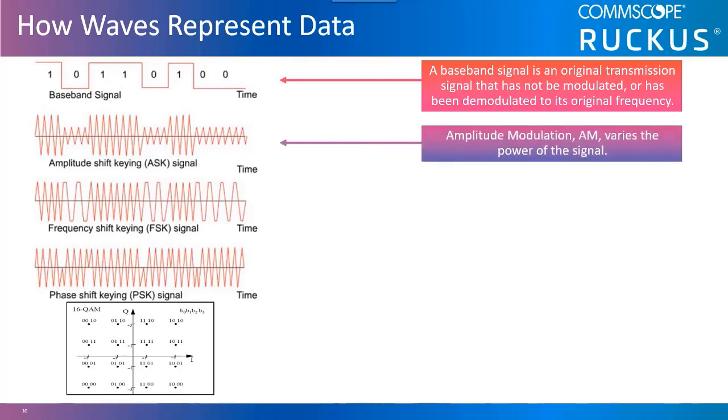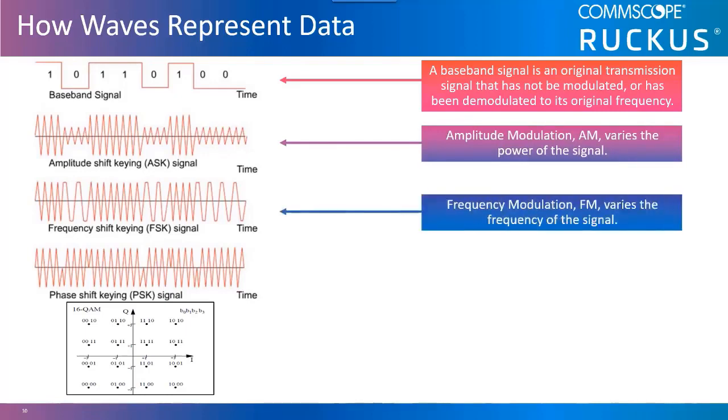Amplitude modulation, AM, like AM radios, varies the power of the signal. Frequency modulation, FM, like FM radios, varies the frequency of the signal. Both AM and FM allow only one bit to be derived for each state change or lack of state change. This process is referred to as binary phase shift keying, BPSK.